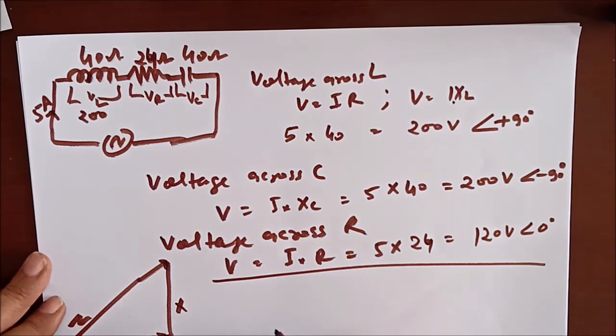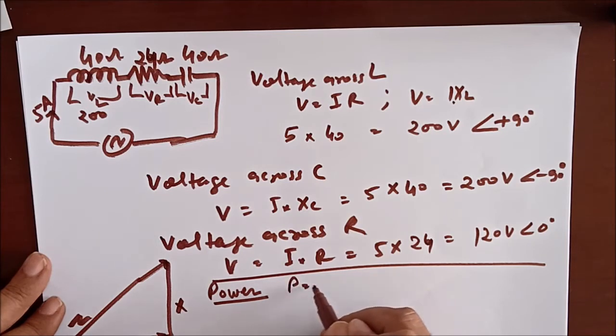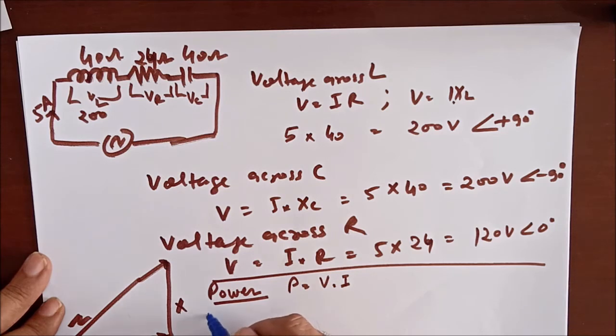First you have to understand the power. What is the power? You know the formula, power is equal to V into I. This is the formula. Now changing pen. So first I need apparent power.